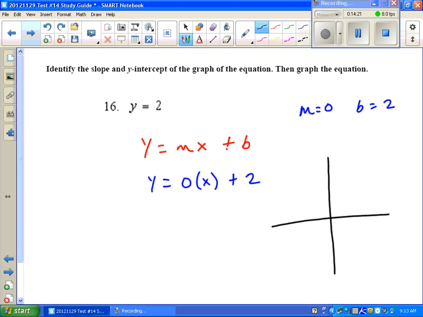So at y's value of 2, you're going to put a point, and it's going to be 2 no matter where you are on your x-axis. Your y value is always going to be 2. So your graph is going to look like that.